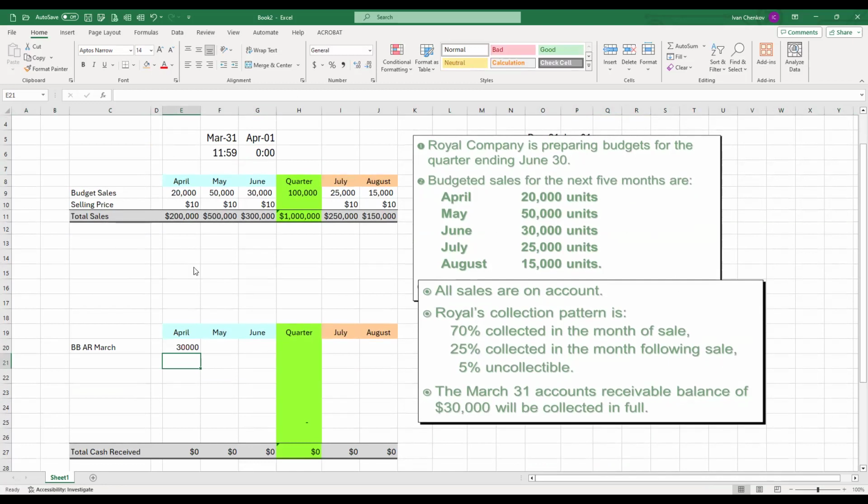You guys with me? Sorry, Evan, I have a question. Yes. So according to the question, there are 5% uncollectible. Yes. So accounts receivable should be 30% of the previous sales, and the 25% uncollectible. Is that correct? That's correct.